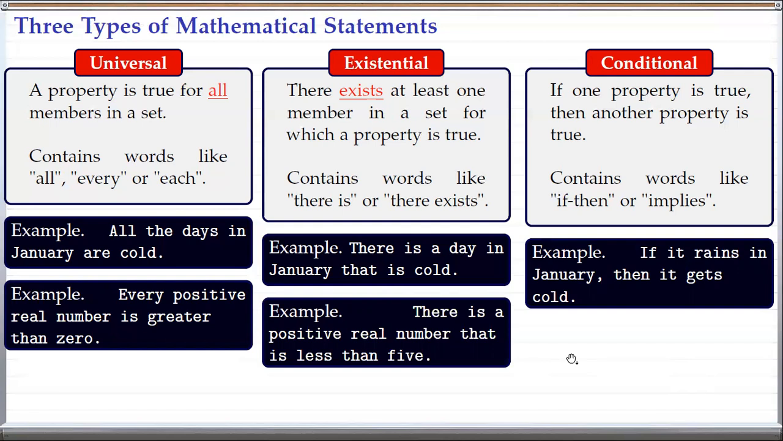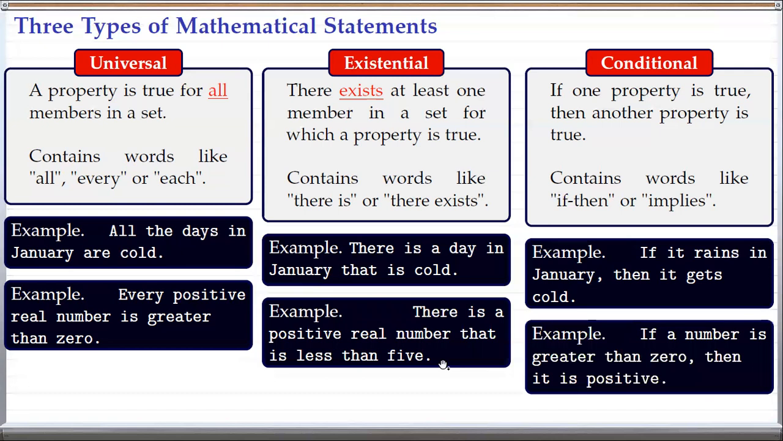Here is another example of existential statement. There is a positive real number that is less than 5. So it says there exists at least one positive real number that is less than 5. And there may be more than one. So all these existential statements say is there is at least one.